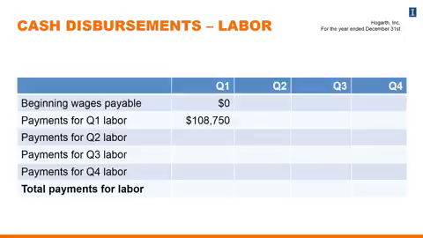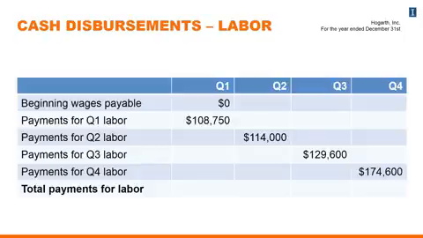So there is no beginning wages payable balance because employees were fully paid by the end of the previous year. So our quarter one labor costs amounted to $108,750, and we expect to make cash payments for that all in quarter one. The same principle applies for quarter two, three, and four's labor costs. We pay them in entirety in the quarter in which they complete the work.